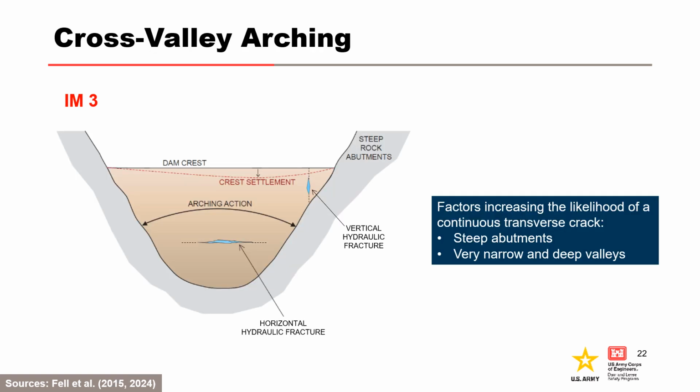IM3 is for cross-valley arching where vertical stresses are shed onto the sides of the valley, which can lead to hydraulic fracture. Factors influencing the likelihood of a continuous transverse crack from hydraulic fracturing are listed on this slide. This mechanism is more likely for very narrow and deep valleys with steep abutments beneath the embankment core.